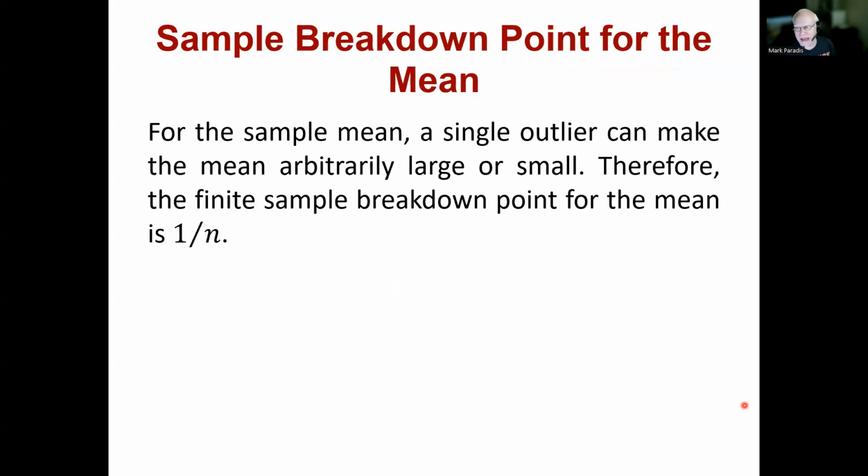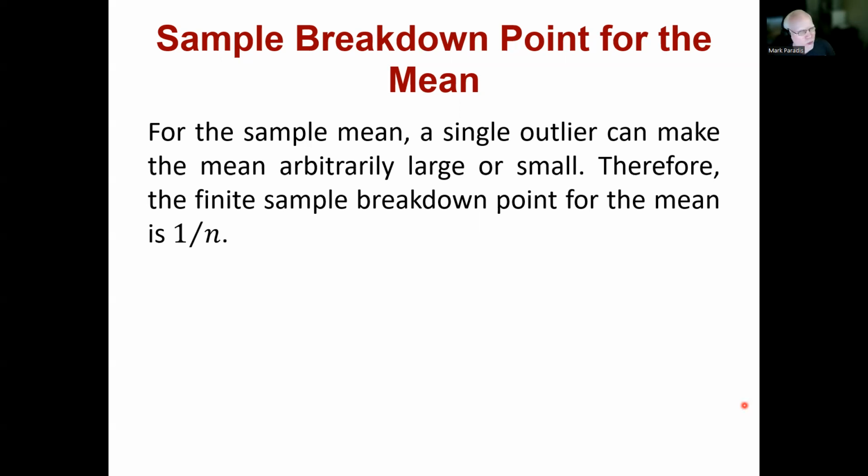So for the sample mean, a single outlier can make the mean arbitrarily large or small. So what we'd refer to as the finite sample breakdown point for the mean is 1 over n, right? So the proportion of observations that can make it arbitrarily large or small. In this particular case, it's 1 over whatever the sample size is. But more simply, it's just a single point can have that effect. And so that's a major problem. Just one observation could throw off your entire statistic to make it essentially meaningless, or at least quite arbitrary.